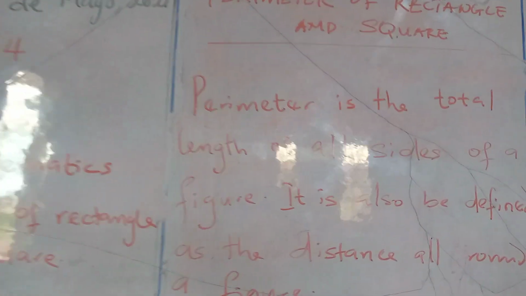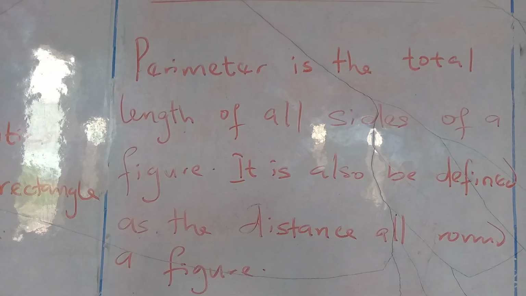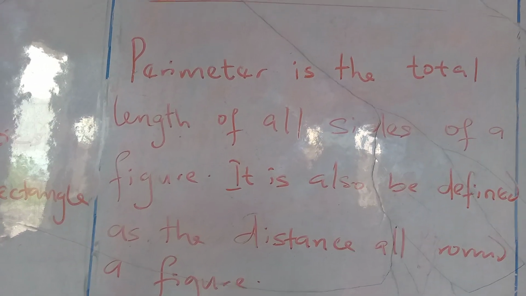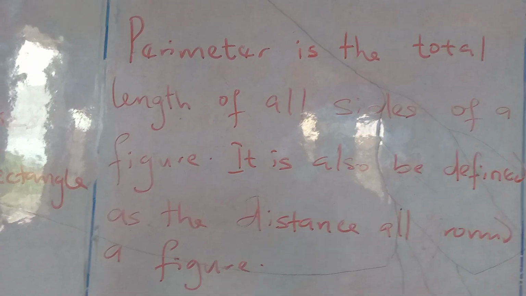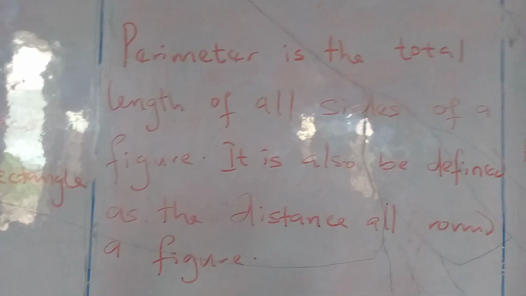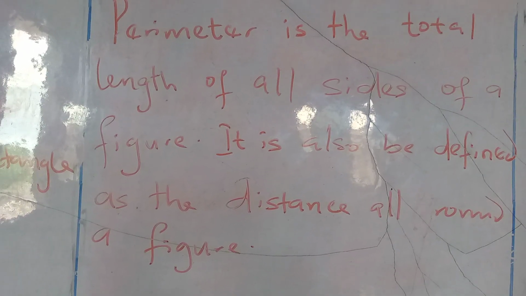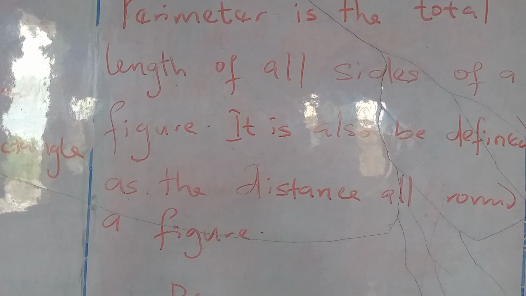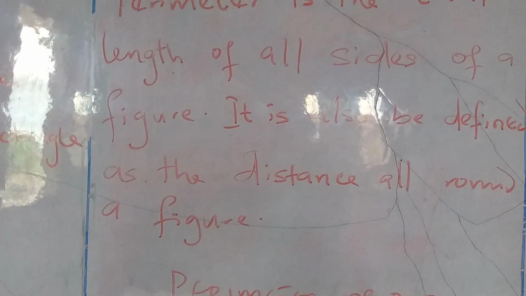What is perimeter? Perimeter is the total length of all sides of a figure. Figures here refer to shapes: rectangle, triangle, square, circle, and the likes. But this time around we are concerning ourselves with two figures, which are rectangle and square. So what is perimeter? Perimeter is the total length of all sides in a figure. It can also be defined as the distance all around a figure.